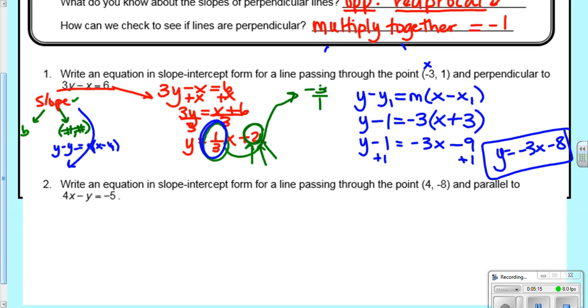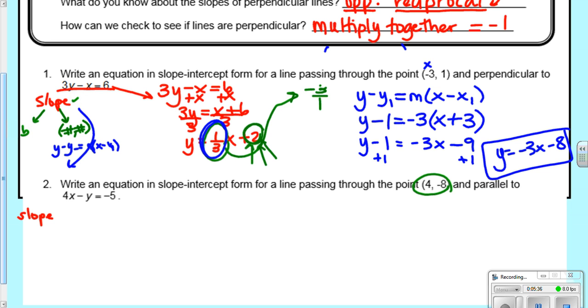So number 2, write an equation in slope-intercept form for a line passing through the point 4, -8. Okay, so right there, I know that they've given me a point, right? It's not the y-intercept, parallel to 4x minus y equals -5. Okay, well, again, my flow chart always starts with slope. Well, they haven't outright given me a slope, so I need to find one from this equation.